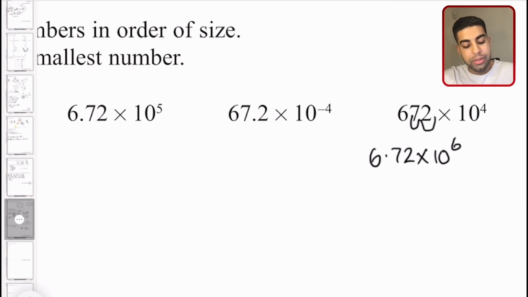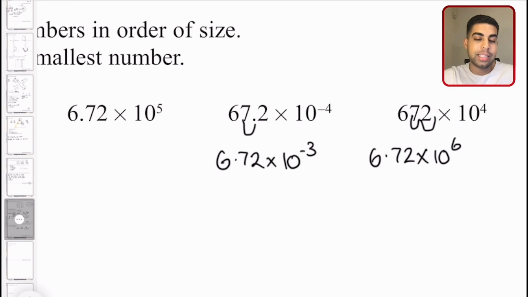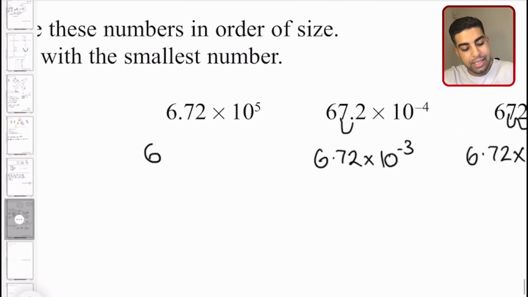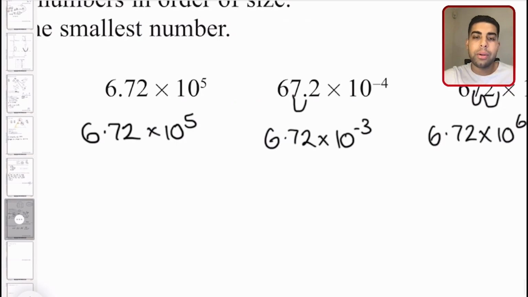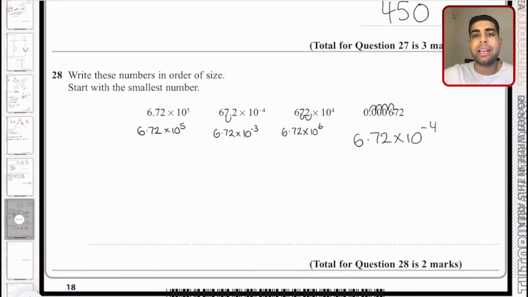And again, I'm going to do the same here and jump once. So 6.72 times 10, and this time it's going to be to the power of minus 3, because my number is getting smaller. And we can leave the first one as it is, which is 6.72 times 10 to the power of 5. So now I've done that, let's order these.